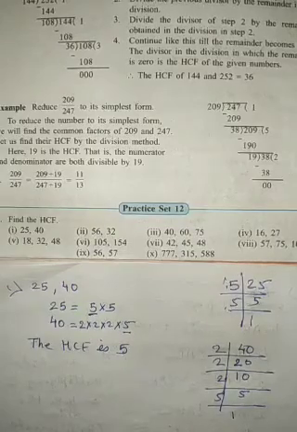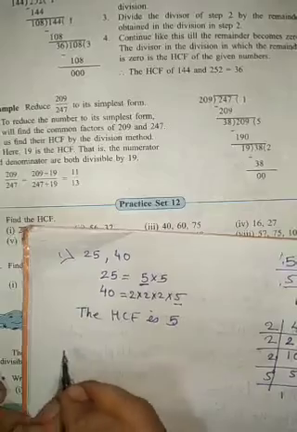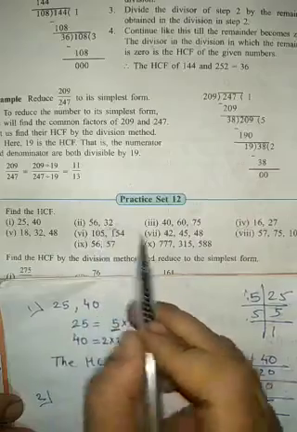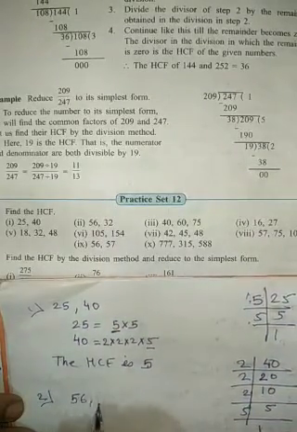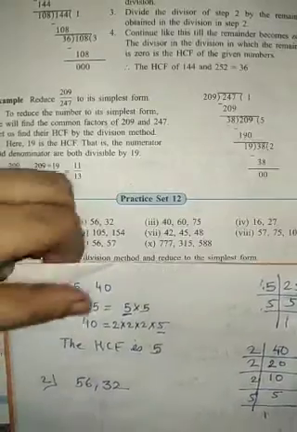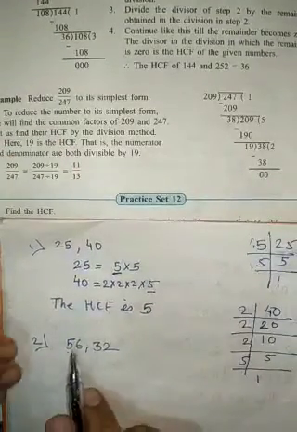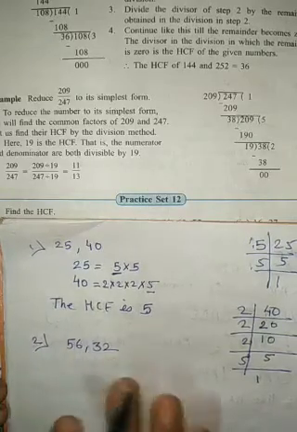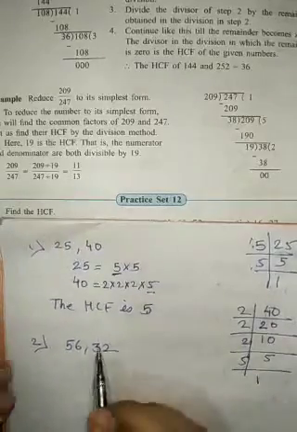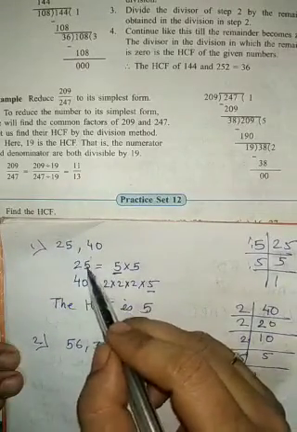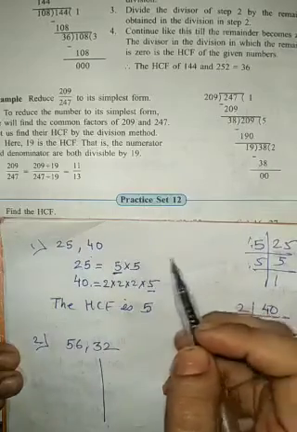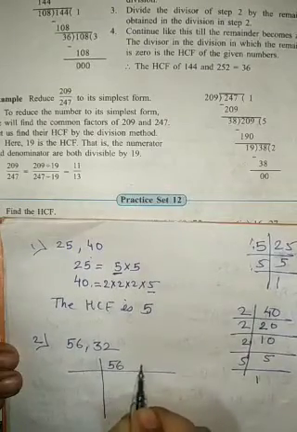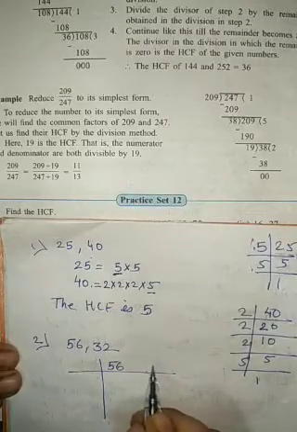Okay, now take the second sum. See here the second one, 56 and 32. Now this question I am solving by finding the factors together. In the first sum I found the factors of both the numbers differently. Now we will find them together, so here we will write 56 and here we will write 32.